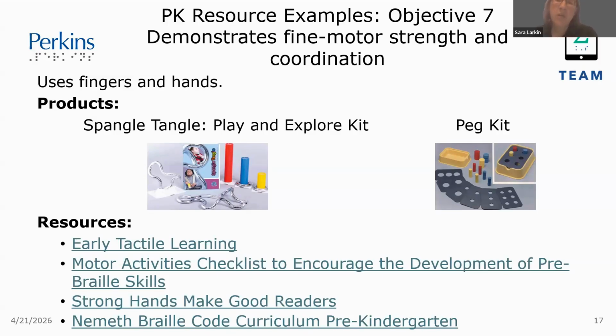Some of the resources for that fine motor strength that we've included are early tactile learning, motor activities. So there's a motor activities checklist to encourage the development for pre-Braille skills. Strong hands make good readers. And the Nemeth Braille Code curriculum for pre-K has a lot of those tracking sorts of skills included within the curriculum itself.